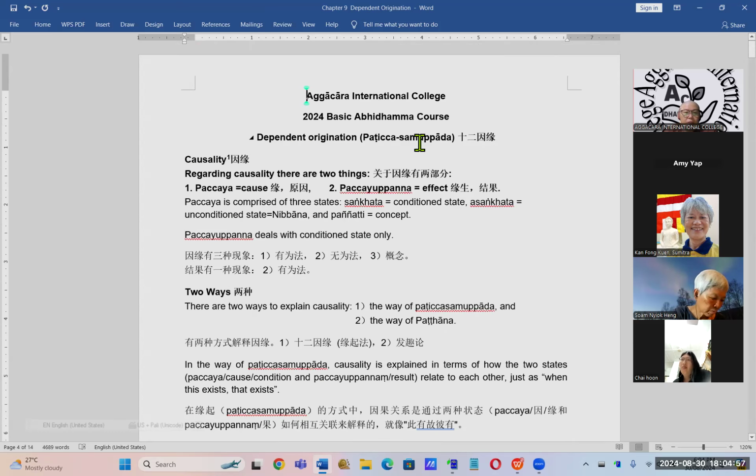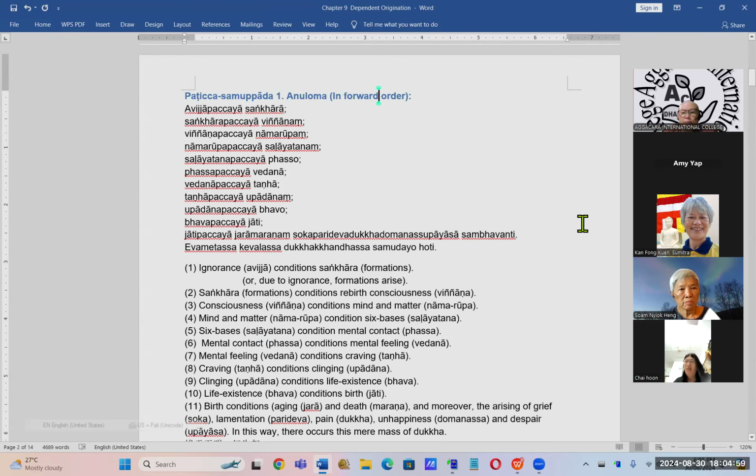Okay, so let's go back to dependent origination. This is not just a teaching, but also a very good chant for you all to contemplate the cause and effect. Some of the students are also like me, sometimes I'm lazy to do chanting, because every time I see the Pali, my mind starts to analyze it. Is it subject? Is it object? Is it declension? Is it nominative, accusative, and so on. I have that kind of blockage because I used to analyze Pali sentences. But sometimes it's good to change the mind.